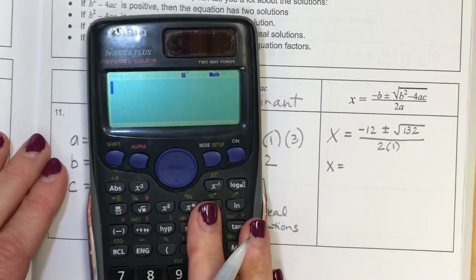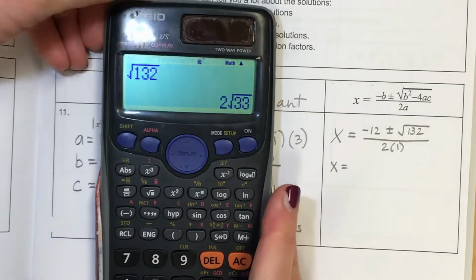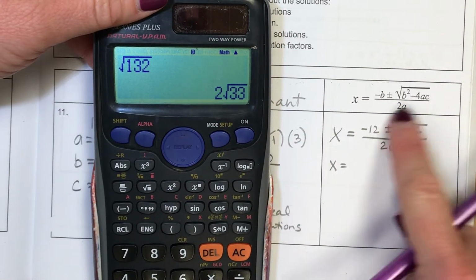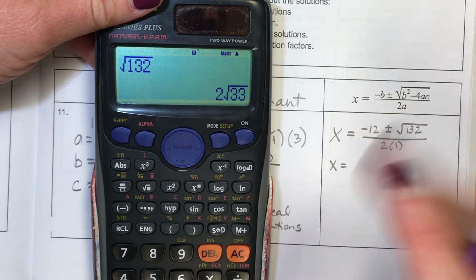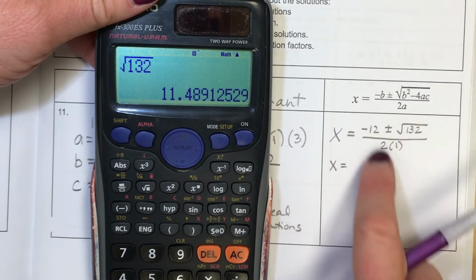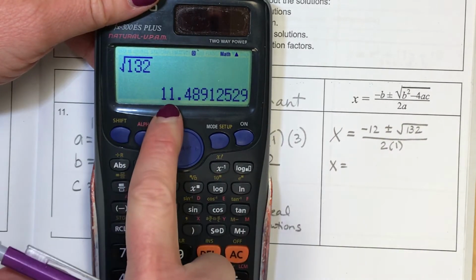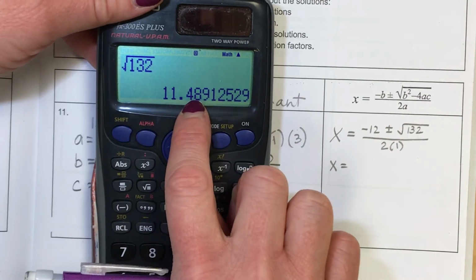I'm going to take out my calculator and type in the square root of 132. If your calculator does simplified radicals for you, that would make solving this pretty easy, but I'm not going to teach how to do that in this video. I am just going to talk about how to solve with the quadratic formula. So the square root of 132 is the same as the decimal 11 point, I'm going to round to 49.